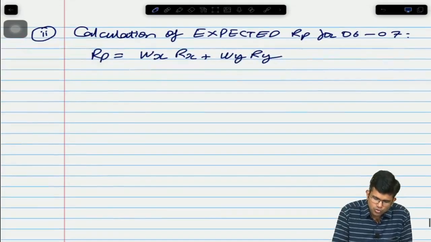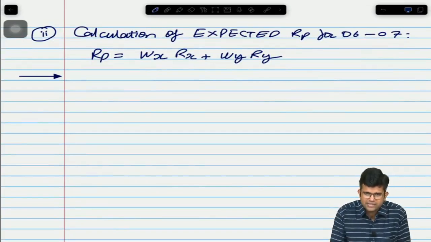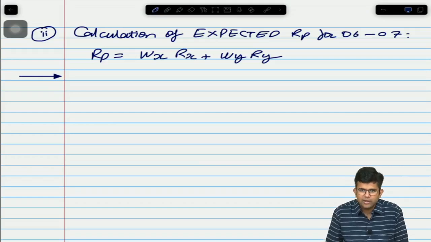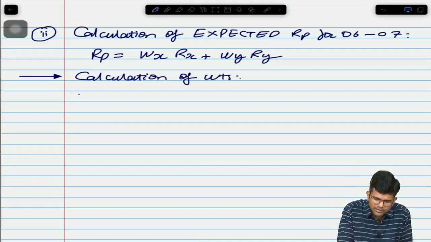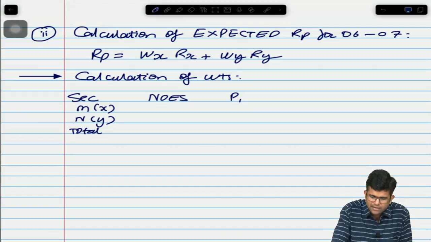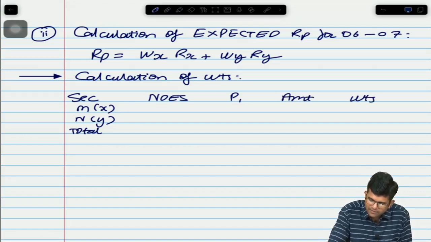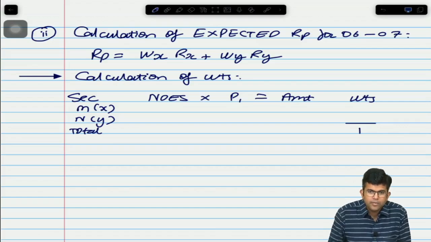So for this, like last time I'll set the whole thing for you, you try it. Okay, now please pay attention. Calculation of weights. I would like to give you a table for this. Security M and N and total. Number of shares remain same. New P1 is there. Then the new amount will be there. And then the new weights will be there. Everybody, are you able to understand? You fill this column on your own. All done?